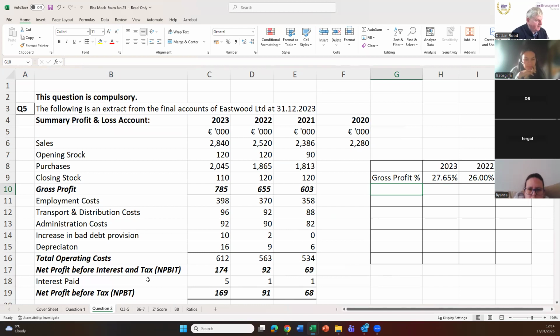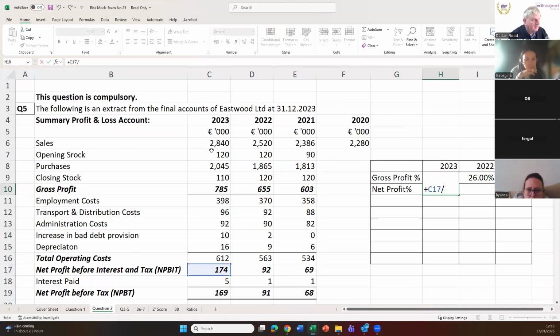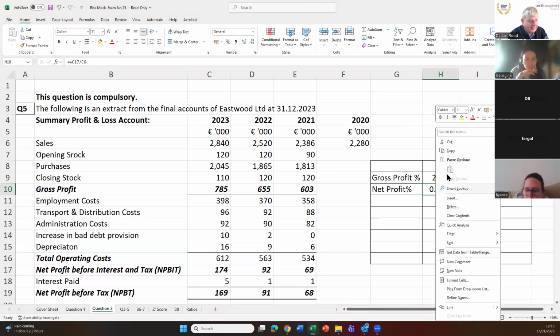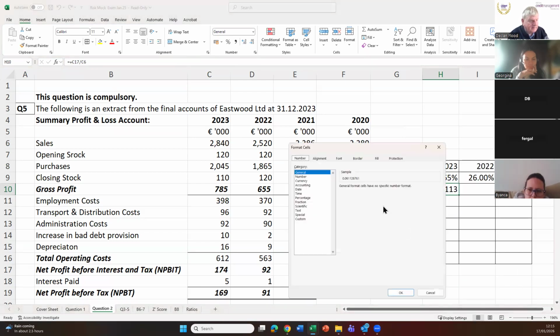Then I might do my net profit, and whichever net profit figure you do, it doesn't matter. Net profit percentage. So what's my net profit percentage? Say we do that one there. My net profit percentage is my net profit divided by my sales. There's my sales. And again, the same thing, we format that as a percentage.